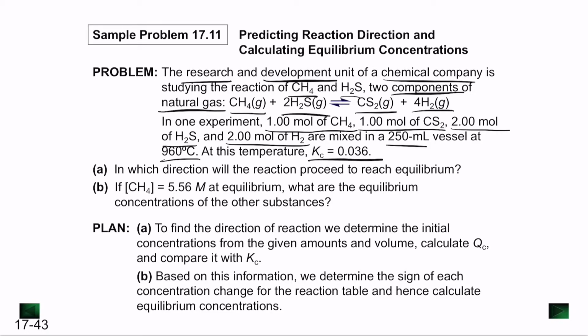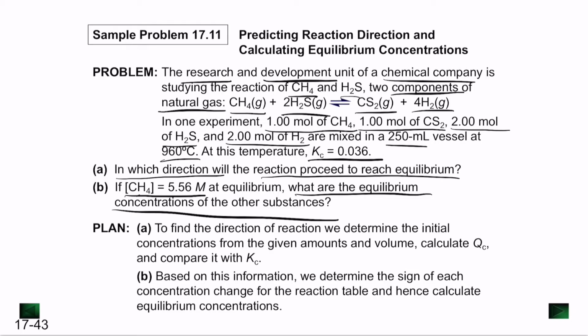So what are they asking you to do? Number 1, in which direction will the reaction proceed to reach equilibrium? And number 2, if the CH4 is 5.56 molar at equilibrium, what are the equilibrium concentrations of the other substances? So let's take into consideration each of these concentrations and try to find the values first.